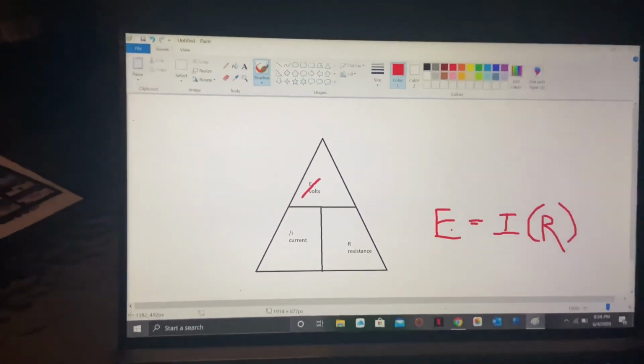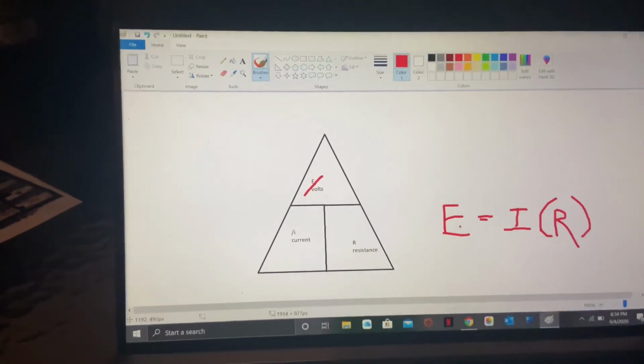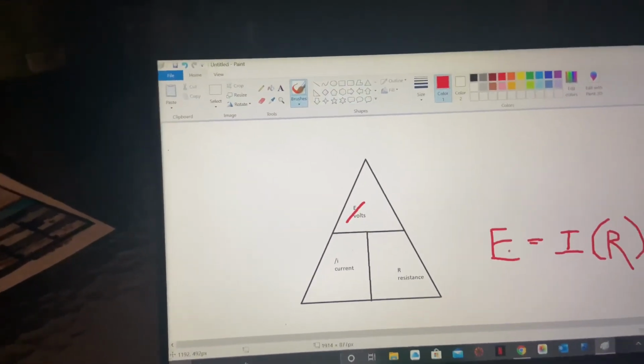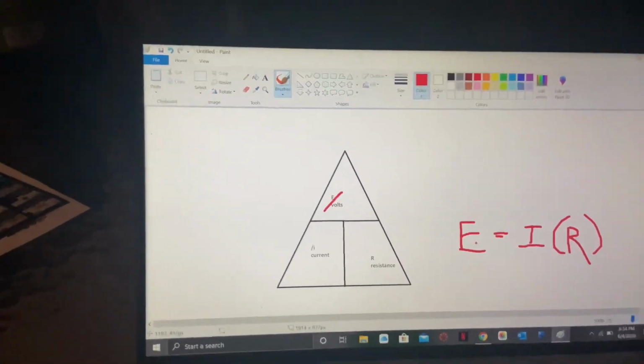So there are a lot more steps to this. It's just a very simplified version of how to use the formula and what it's for, but basically whatever you want to do, that's just the way to do it right there.